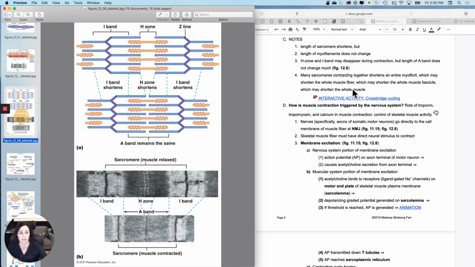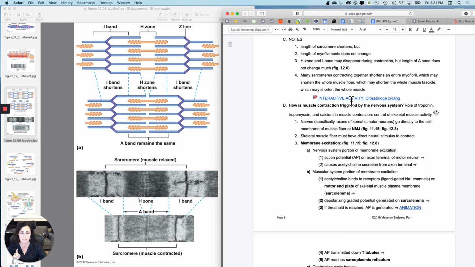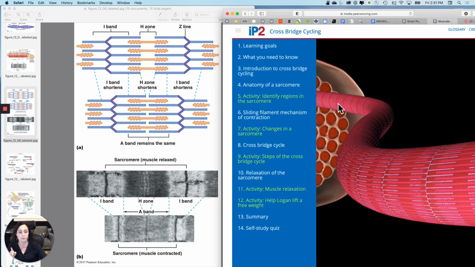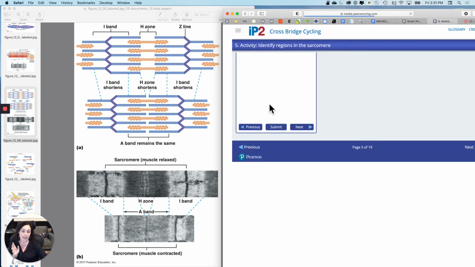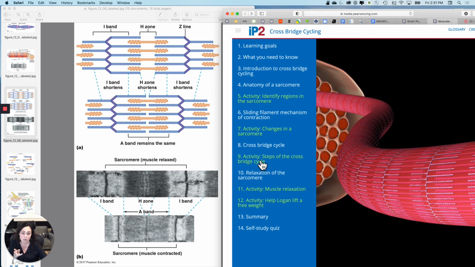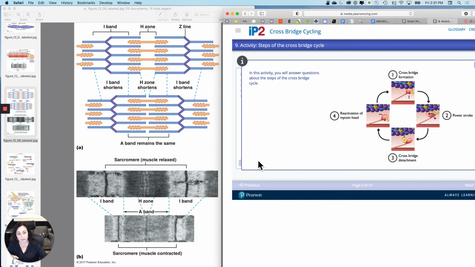Now I want to point out an interactive activity. I hope it will work for you guys. It usually requires a paid account, but I think I got a link that might work for you. So this is an interactive activity with interactive physiology that comes with a new textbook, but I'm hoping this will work for you. It is fantastic because it's not just a passive animation to watch. It will have you doing activities. So you will identify structures of the sarcomere. And then you will actually change the length of the sarcomere. You will be doing the crossbridge cycling.